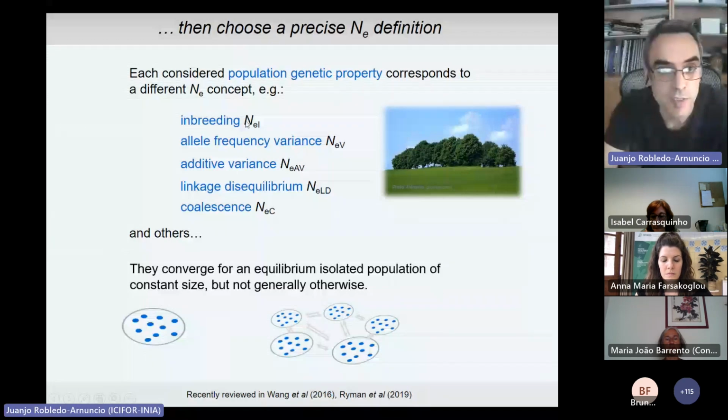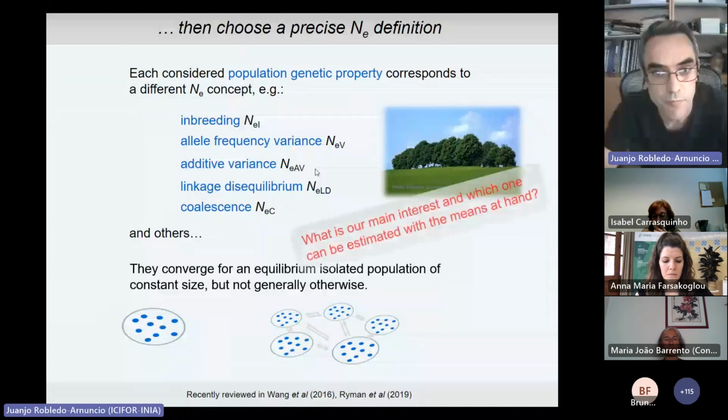So in conservation, as I said before, we will probably be interested in the inbreeding effective size and the additive variance effective size, which maintains the evolutionary potential. So what is our main interest is one question, but on the other hand, what can be estimated with the means at hand? Not necessarily are the inbreeding and the additive variance effective size easily estimable, and usually they are not.